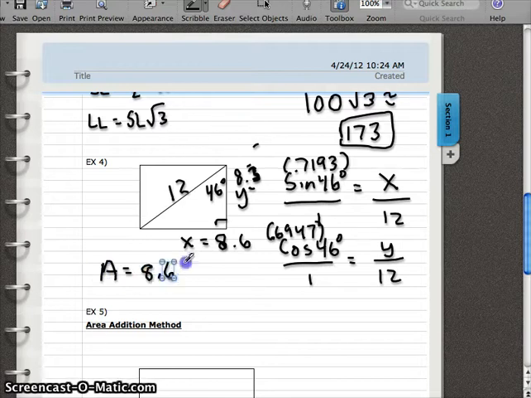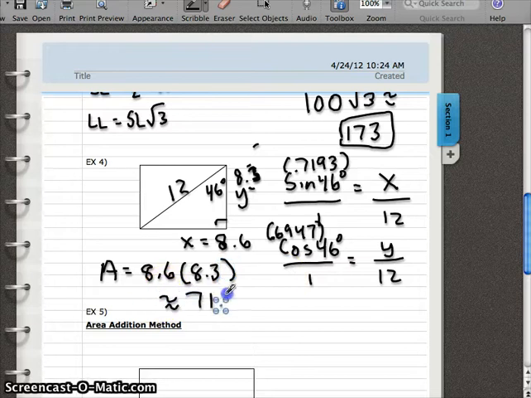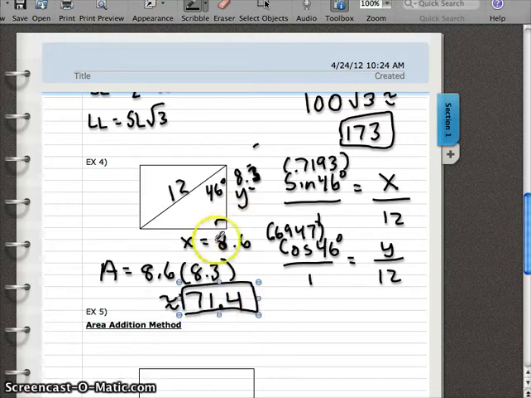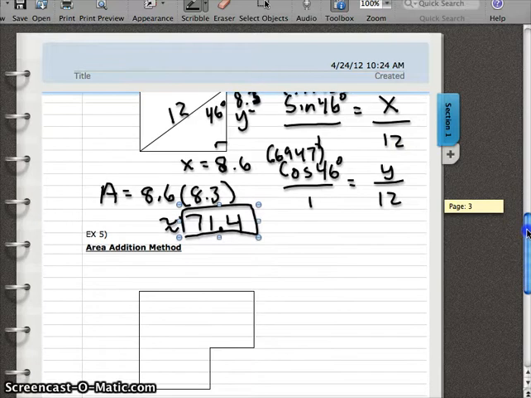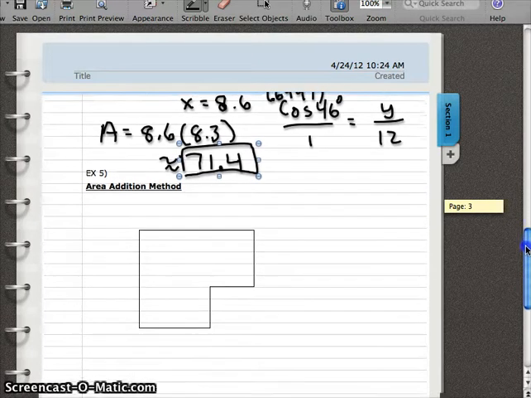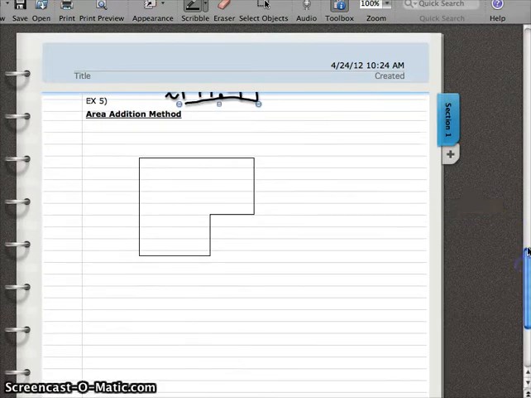Now that we have base and height, we can find our area. 8.6 is our base times our height, 8.3, and we get something close to 71.4. That's our area. So again, we used trig to find our missing sides of our quadrilateral so that we could find the area. So you may see several types of problems, each involving different things that you have to solve for before you can find the area. There's just a few examples.